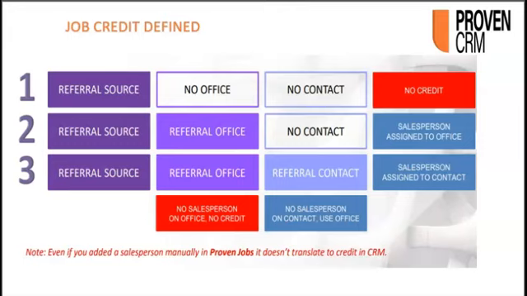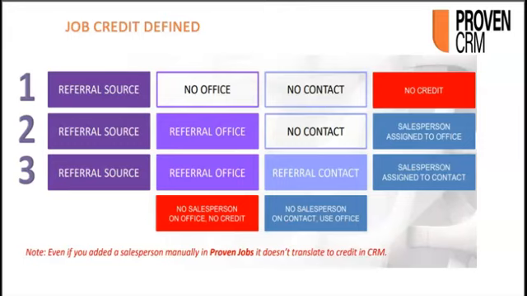In the second level, the job credit logic will look to see if there is a referring contact added to the job and if the salesperson assigned owned the relationship at the time of job create. If there isn't a referring contact added to the job in Proven Jobs, then it would look at the referring company or organization. If there is a salesperson assigned to the referring company and that salesperson owned the relationship at the time of job create, then the salesperson will receive job credit for the job.